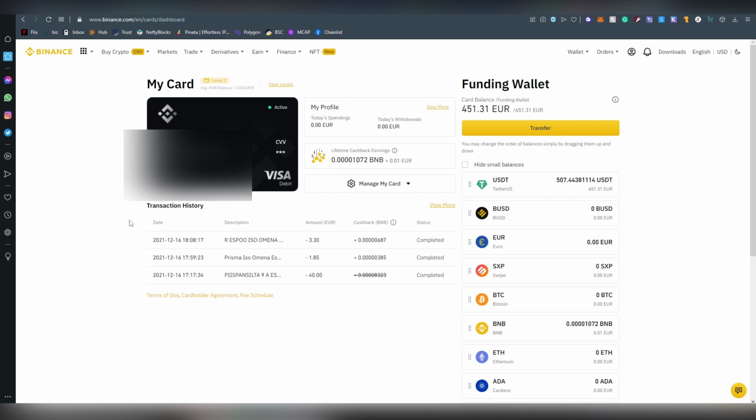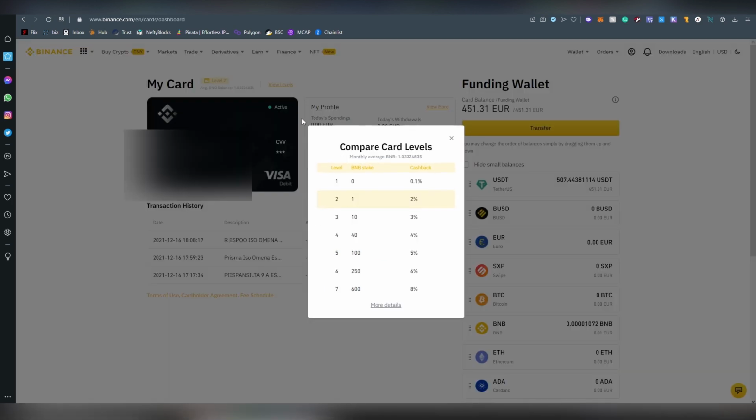But let's jump into the actual interface here. So here is the actual card. One of the first things I want to talk about here is the level system. So here you can see the percentages. The normal cashback is only 0.1%, which is probably the lowest one that I've seen. I think the crypto.com card and Virex, for example, had 0.5% as their lowest tier. So if you're not willing to get 1 BNB, which is roughly, I don't know, $400 right now, this is definitely not the card for you.